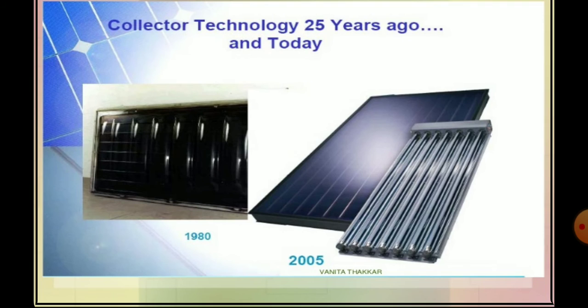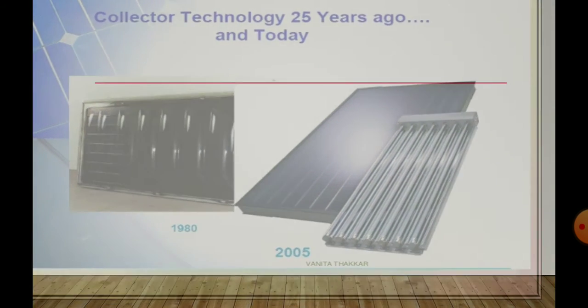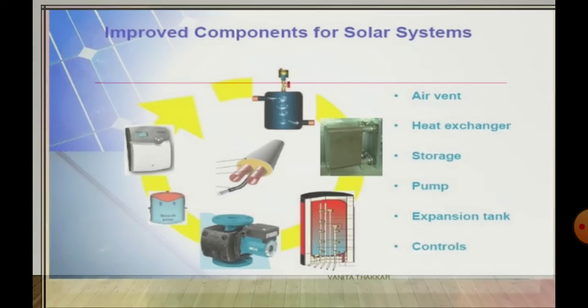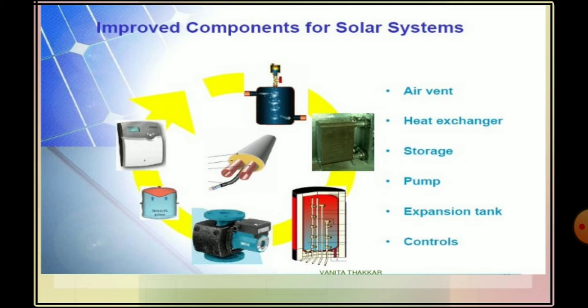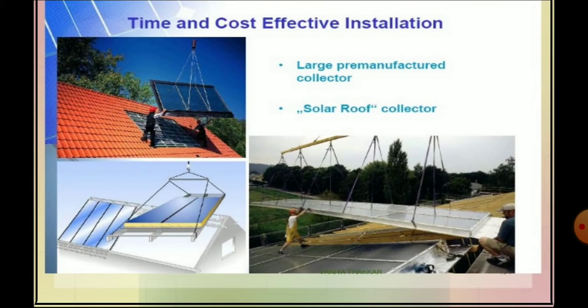Collector technology 25 years ago and today. See the pictures: how it was in 1980, and how it is in 2025. See the difference between 1980 and 2025. Improved components for solar systems: air vent, heat exchanger, storage, pump, expansion tank, controls. Time and cost effective installation, large pre-manufactured collectors, solar roof collectors.